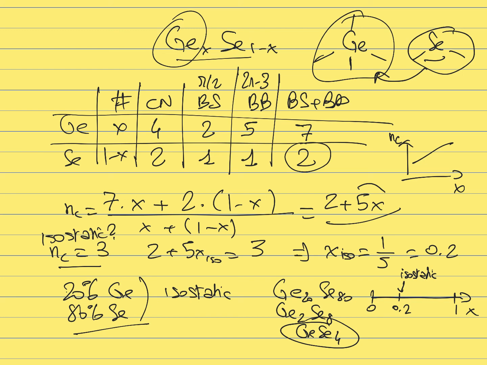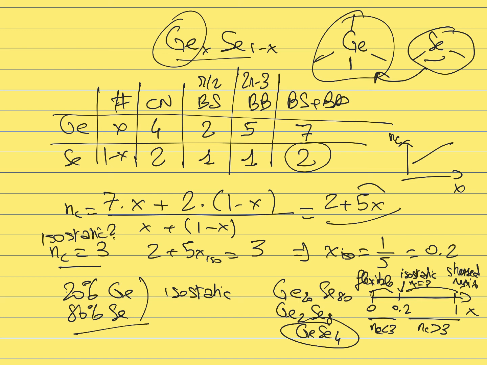So anything before that, between 0 and 0.2, this is where you have a flexible glass. This is where the number of constraints per atom is lower than 3. And for x between 0.2 and 1, this is where you have now a stressed rigid glass, where the number of constraints per atom would be larger than 3. So those are the 3 possible cases.